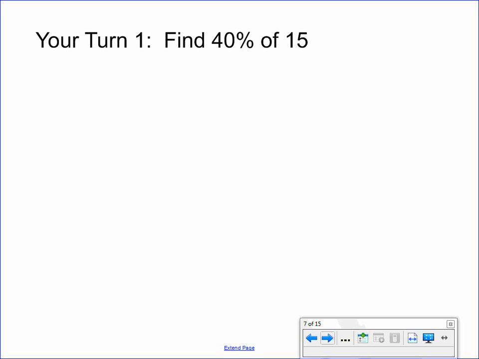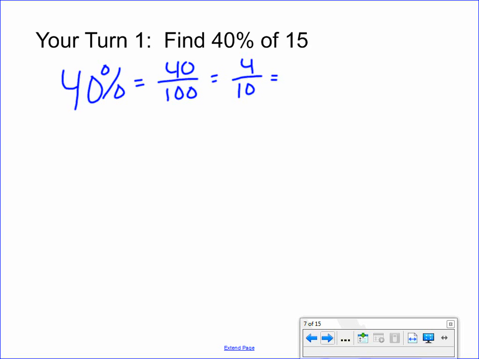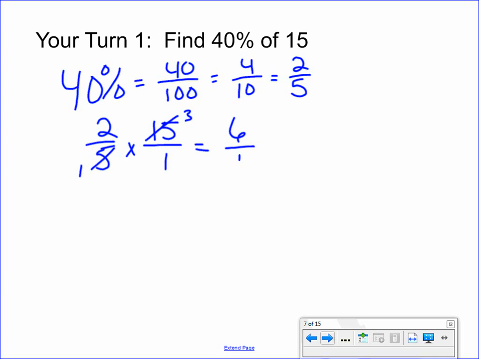So find 40% of 15. 40% written as a fraction looks like 40 over 100. And we know we can divide that by 10, which would give me 4 over 10. And we can divide again by 2, which would give me 2 over 5, or 2/5. So if I take my 15 over 1 and multiply that times my 2/5, ooh, I can actually simplify here. Divide by 5, which gives me 1 and 3. 2 times 3 is 6. 1 times 1 is 1, so my answer then is 6. So 6 is 40% of 15.